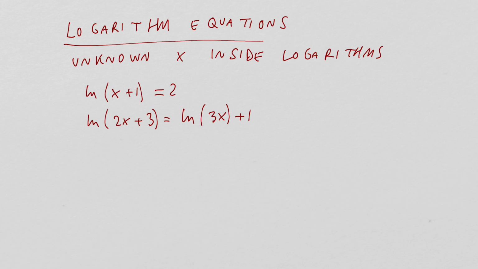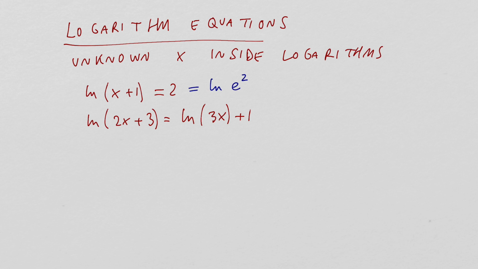Because the logarithm and the exponential function are inverse functions, we can write this number 2 here in the right hand side as natural logarithm of e to power 2. Here the natural logarithm and the exponential function would cancel out and give us 2.